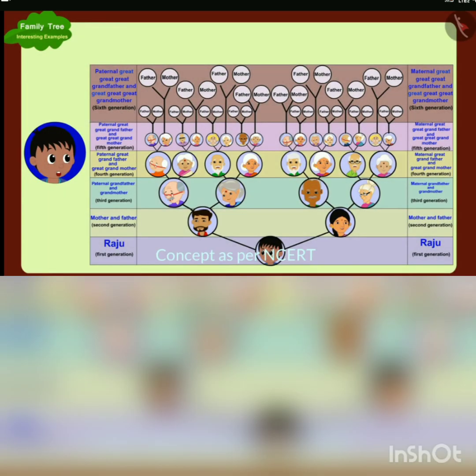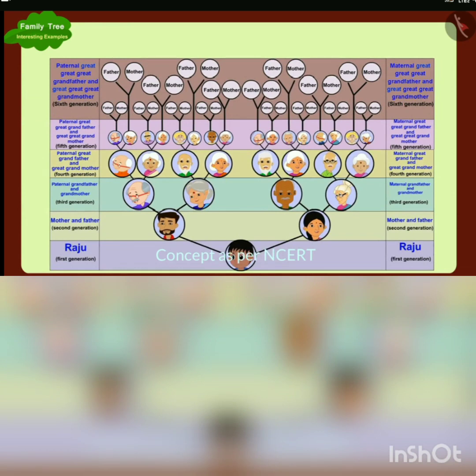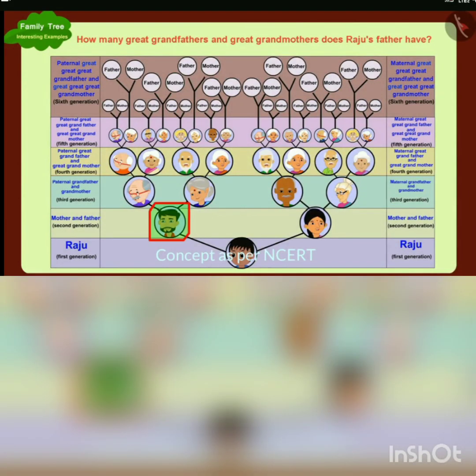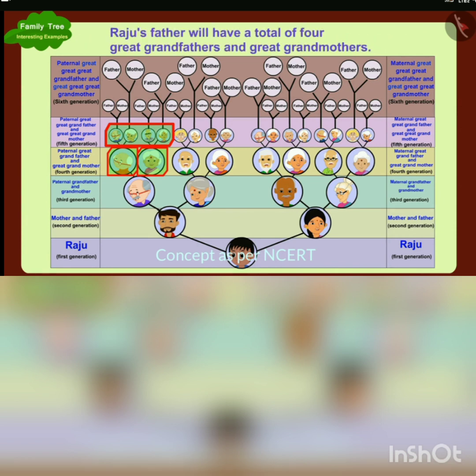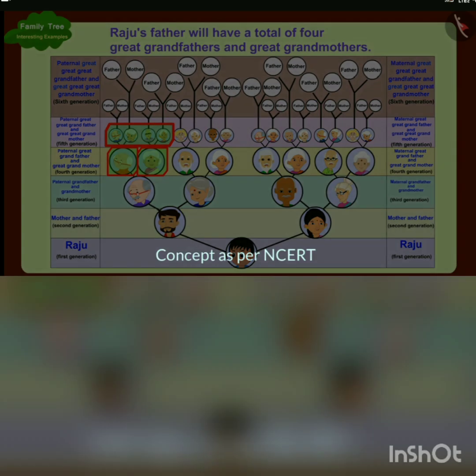How many great-grandfathers and great-grandmothers does my father have? Children, can you find the answer to Raju's this question? Raju's father's paternal great-grandfather and great-grandmother will be Raju's father's paternal grandfathers and grandmother's parents. In this way, Raju's father will have a total of 4 great-grandfathers and great-grandmothers.